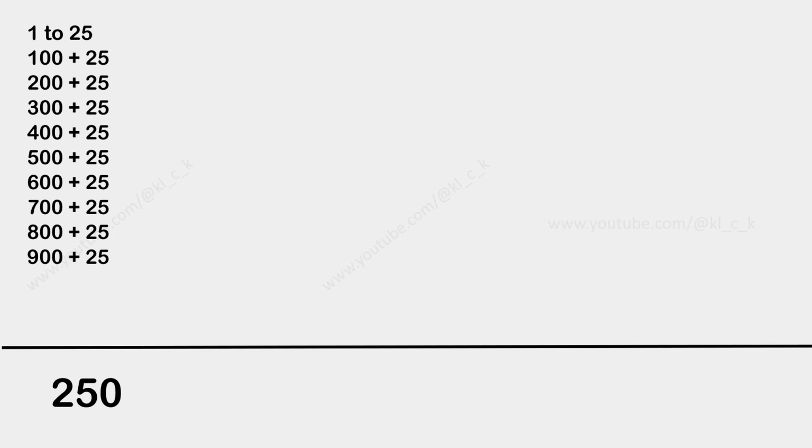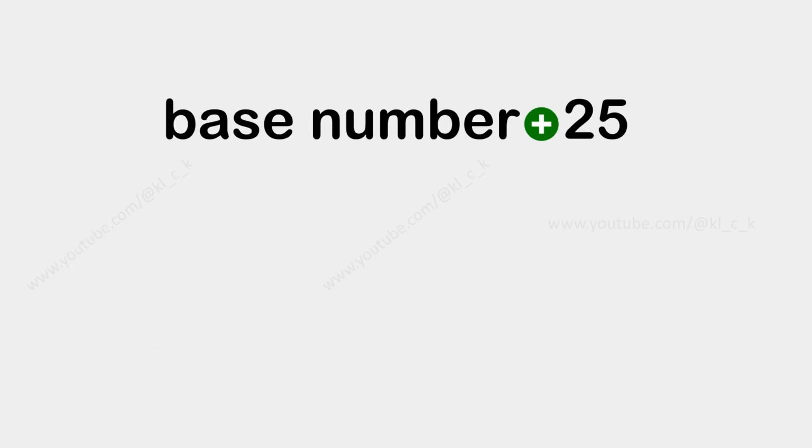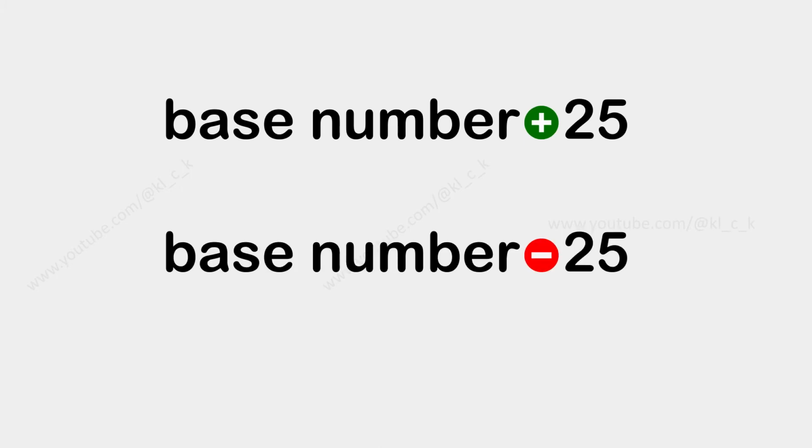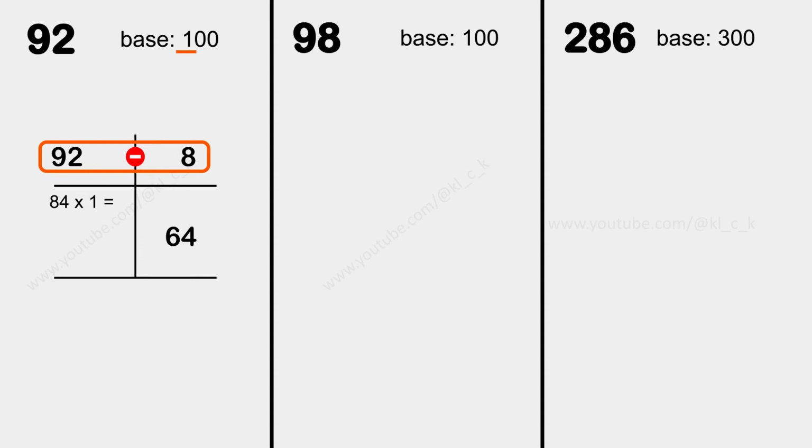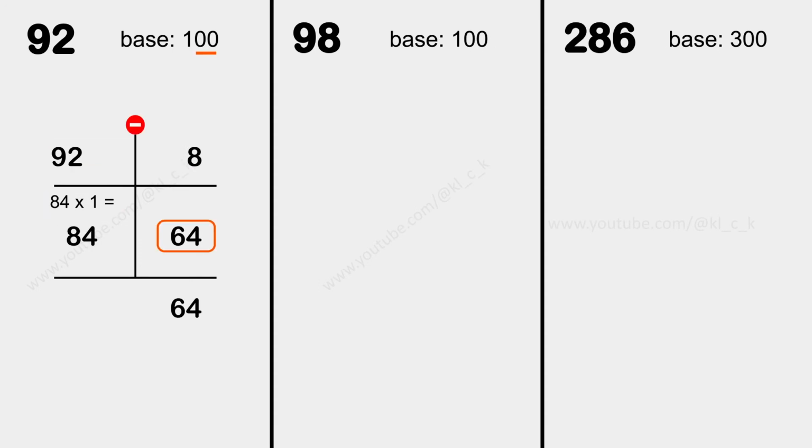So far, we know how to calculate 250 squares in total. Until now, we learned how to calculate all base plus 25 numbers. From now on, we are going to learn how to calculate all base minus 25 numbers. Let's try few more examples. Here, we can notice as the given number is less than base number, we assign minus sign and calculate accordingly.